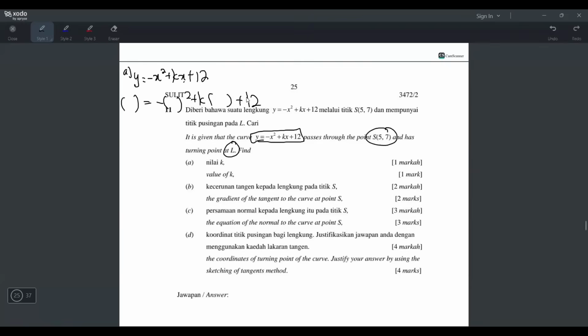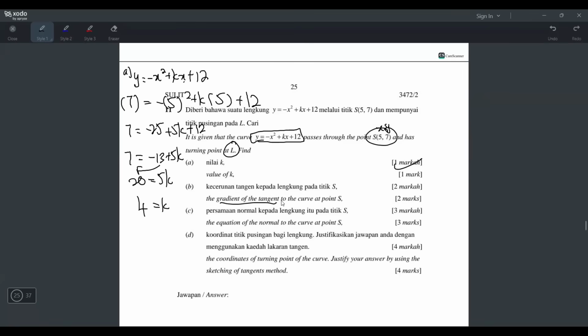But you need to sub the x and y with the point that it passes through, which is (5, 7). So for y you sub 7 and for x you sub 5. You will end up with 7 equals negative 25, because 5 squared, plus 5k plus 12. So 7 equals negative 25 plus 12, which is negative 13, plus 5k. Then 5k equals 7 plus 13, which is 20, so k equals 4. Okay, now you know your k is 4. Part A is done, one mark.